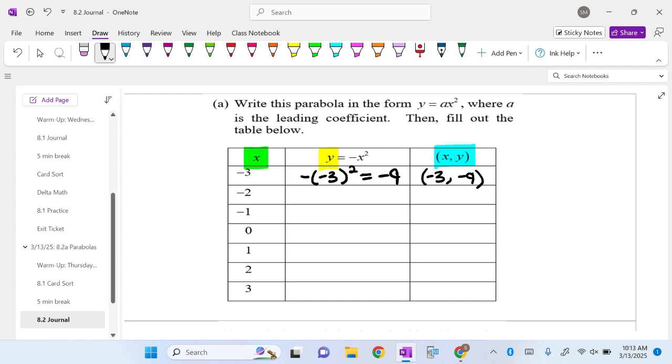And we're just going to continue to do that pattern. So the next one we have negative 2 in place of x. So we have negative 2 all squared. What's negative 2 squared? Positive 4 times negative 1. Negative 4. So this is equal to negative 4. So our point is negative 2, negative 4.